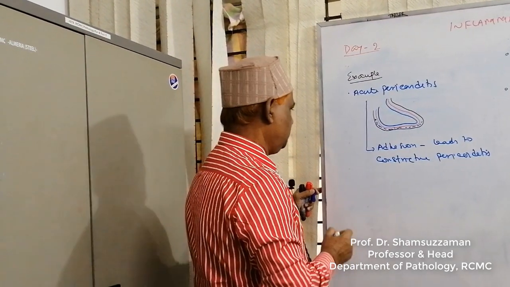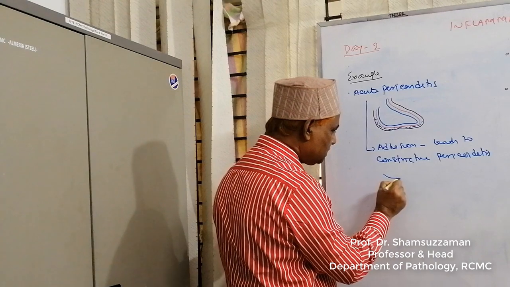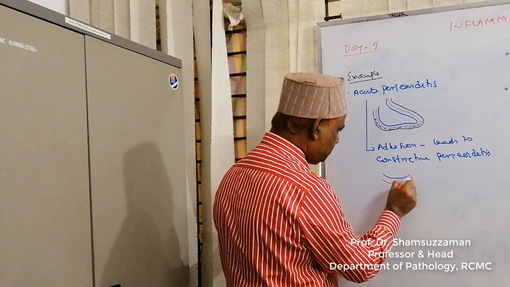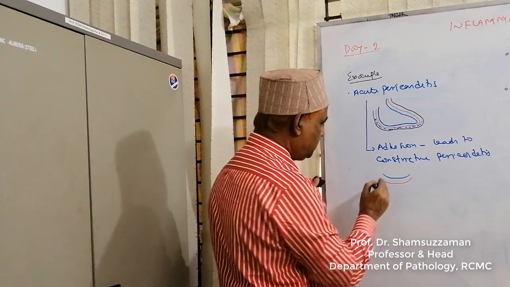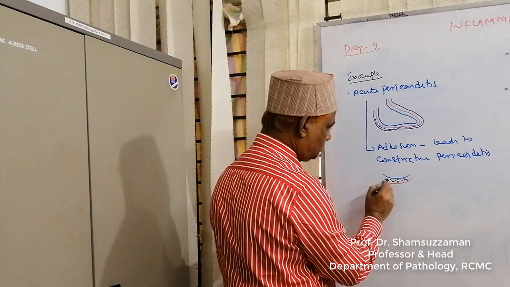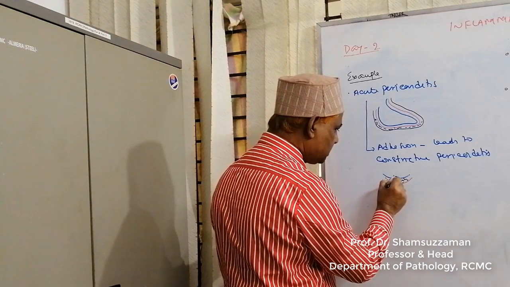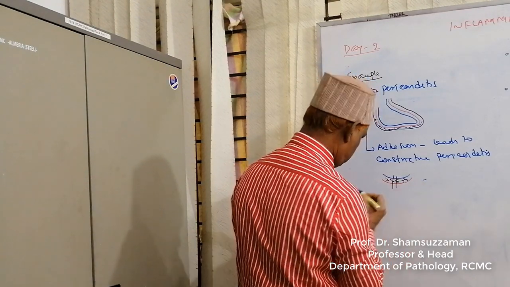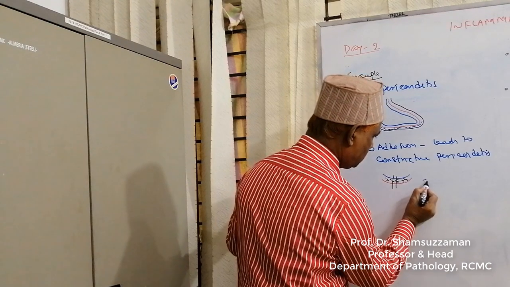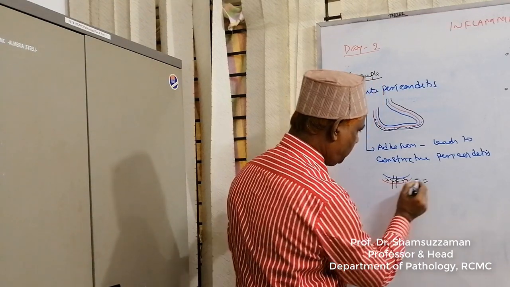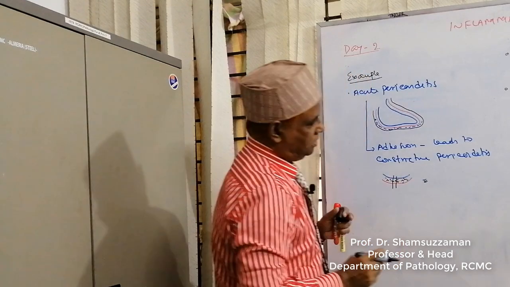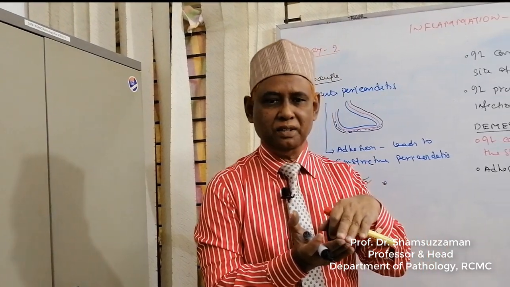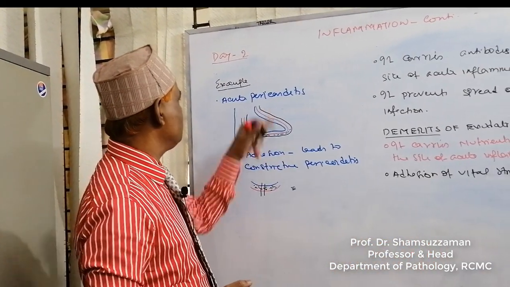So these are demerits of exudates. Dear audience, if this is the visceral pericardium and this is the parietal pericardium, in between the two there is exudates. If we make a slice like this, it looks like two bread slices. Within the two bread slices, there is butter. So it is called bread and butter type of pericarditis.